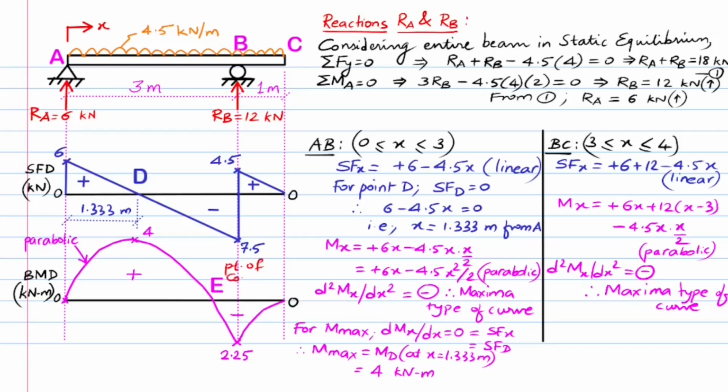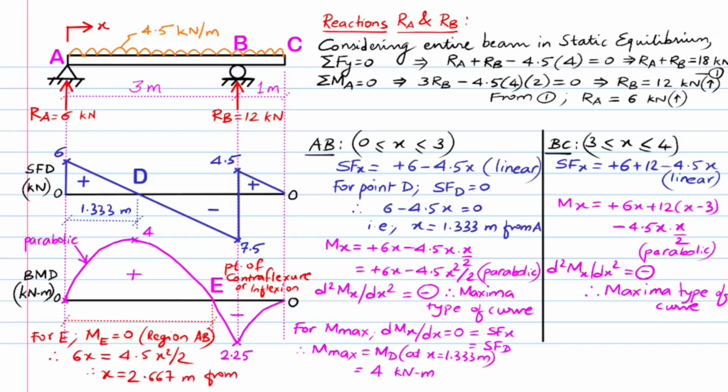We see that the bending moment curve for region AB cuts the zero datum line at the point E, which is called the point of counterflexure or the point of inflection. To get its location along the beam length, we set the bending moment at x equation for region AB equal to 0. The distance of E from end A is hence obtained as 2.667 meters and is shown in the bending moment diagram for reference.